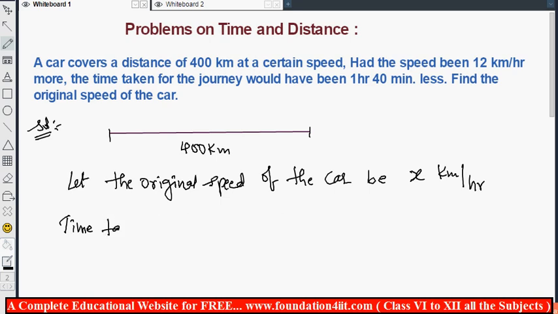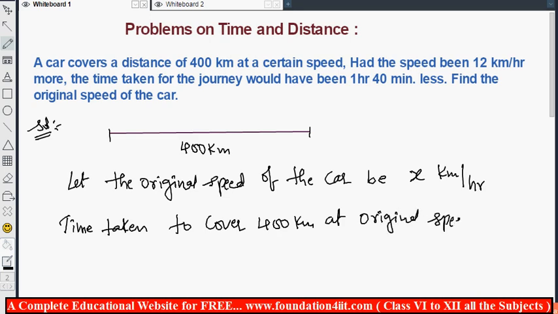So the time taken to cover 400 kilometers at the original speed, because in the next case we will change it. At the original speed, that is x, we take 400 kilometers as the distance, divided by the speed. So 400 by x, this is in hours.